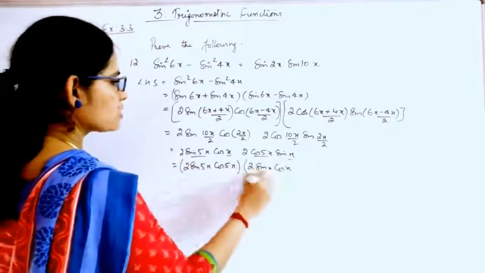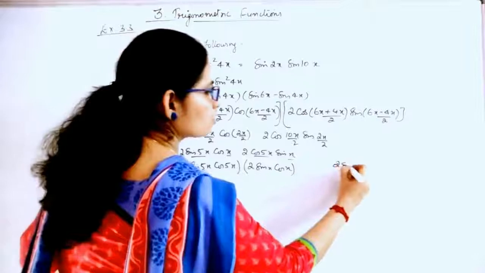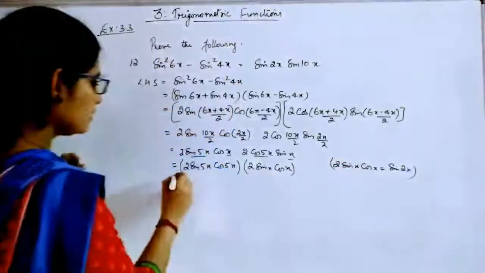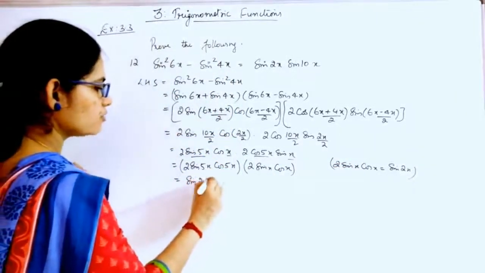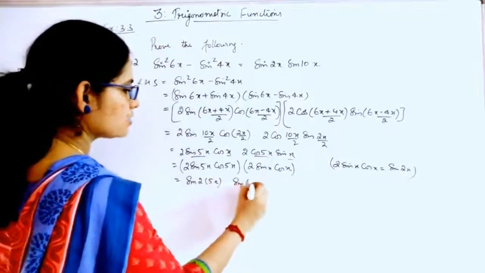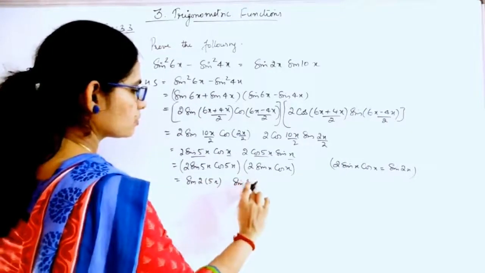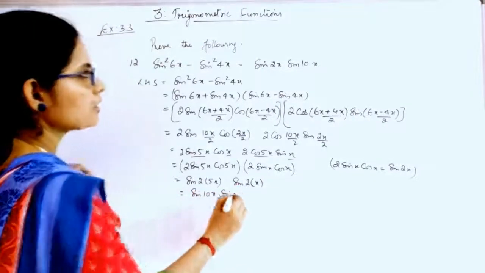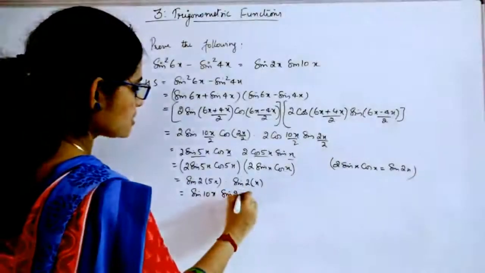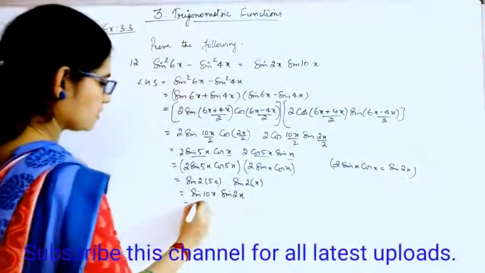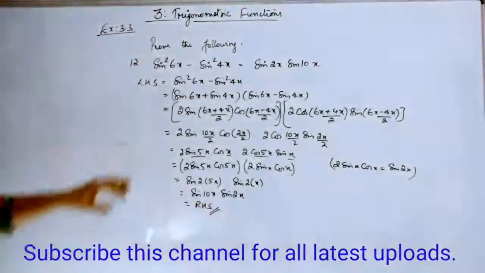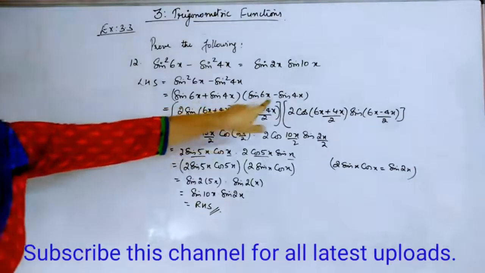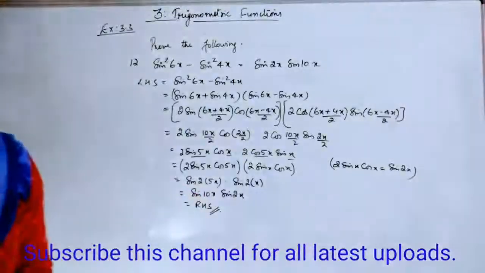Now if you see, this is of the form 2 sine x cos x, which is sine 2x. So we can apply that here. So this will become sine 2 into 5x into sine 2 into x. So this will give you sine of 10x into sine 2x, which is your RHS. Clear? So you have used 3 properties. One is sine x plus sine y, and sine x minus sine y, and 2 sine x cos x is sine 2x.